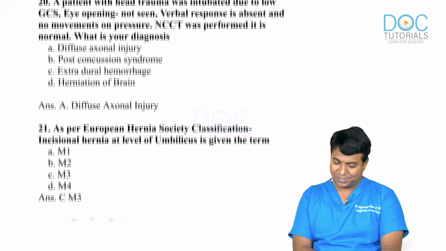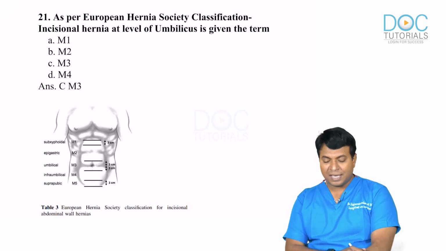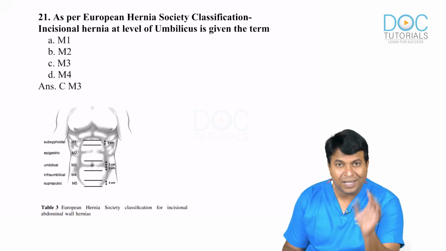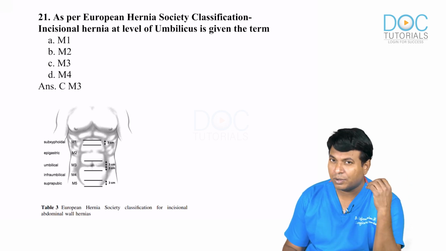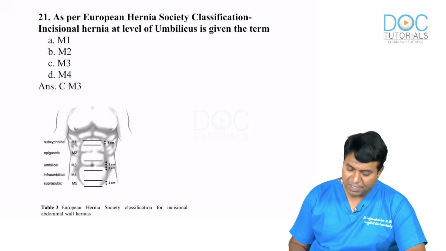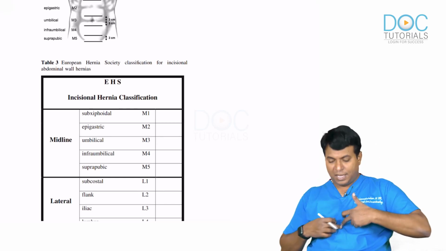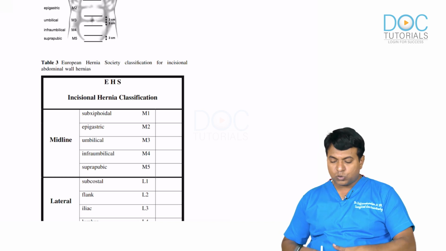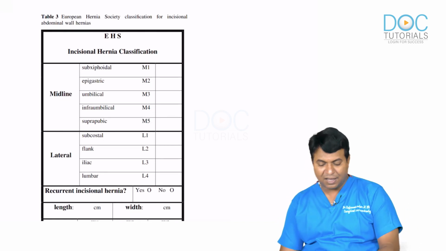Very poor prognosis. As per European Hernia Society classification, incisional hernia at the level of umbilicus is known as M3. This is a new question. This is the only new question in surgery. All other questions are repeat questions or repeat areas. Please don't forget, subxiphoidal is M1, epigastric M2, umbilical M3, infraumbilical M4, suprapubic M5. These are the various midline incisional hernias.